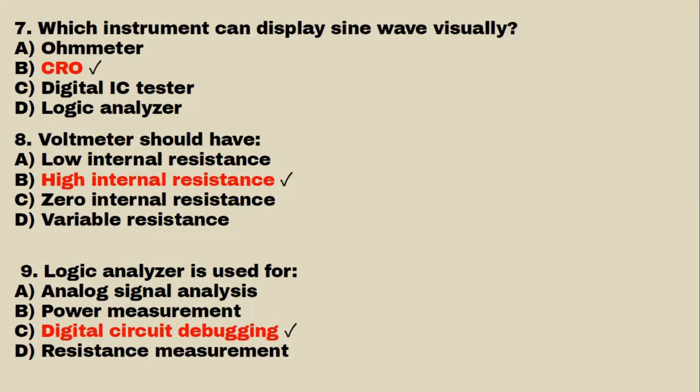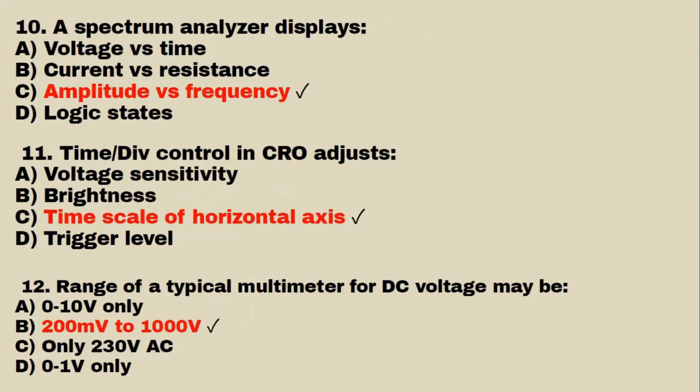Next question: a voltmeter should have high internal resistance. Like we have already discussed, it should have a high internal resistance. Next question: the logic analyzer is used for digital circuit debugging. Let's go to the 10th one. A spectrum analyzer displays amplitude versus frequency. The correct answer is amplitude versus frequency. 11th question: time division controls in a CRO adjust the time scale of the horizontal axis. There are two axes, horizontal and vertical, but the time scale is adjusted on the horizontal axis only.